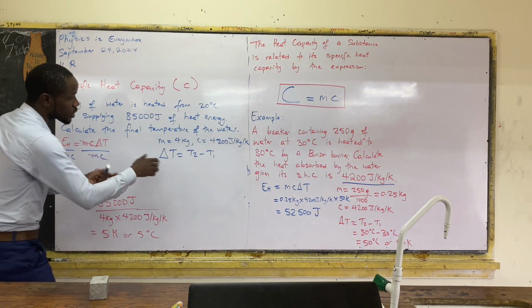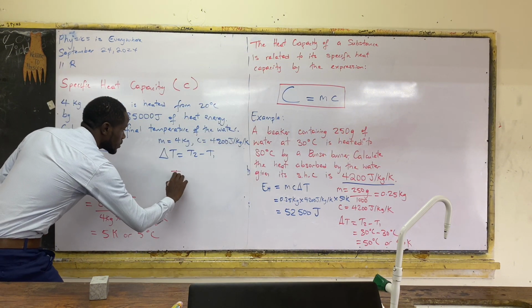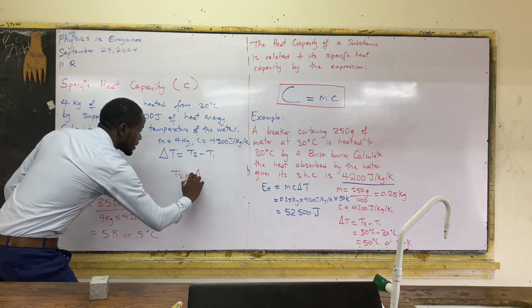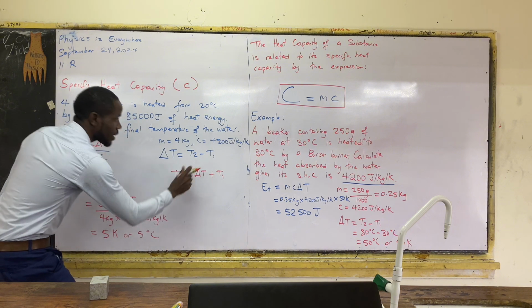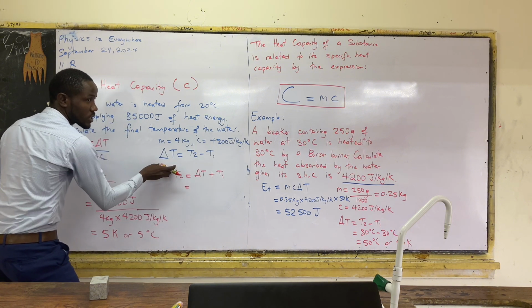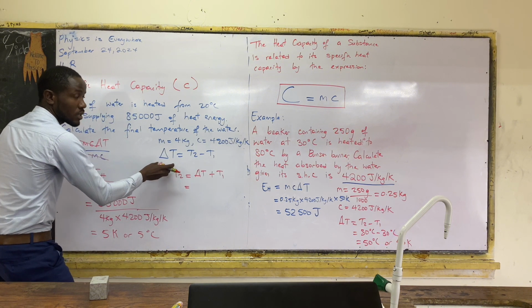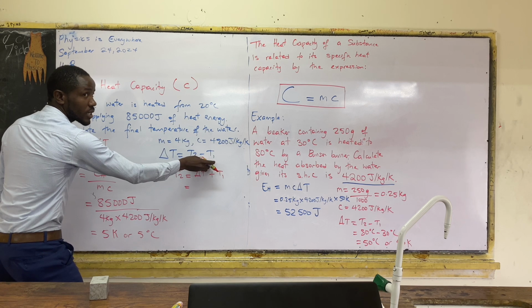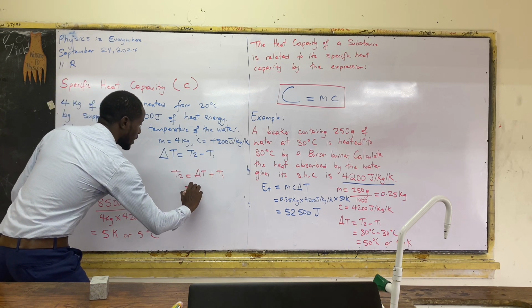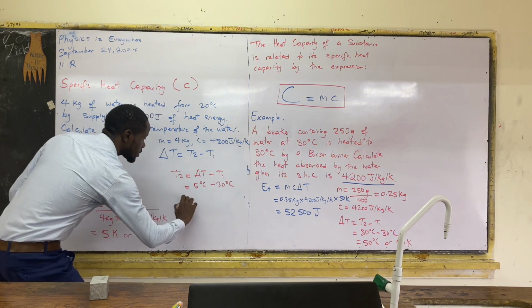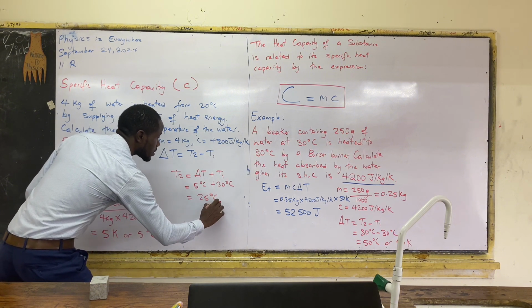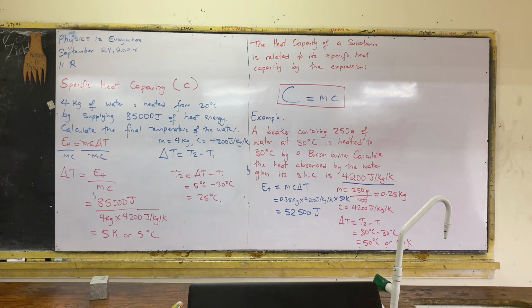So if we rearrange this now, we're going to get that T2 is going to be equal to delta T plus T1. Right, when we transpose this, we add T1 to both sides, because of the minus right here. So this now becomes 5 degrees Celsius plus 20 degrees Celsius. So it goes from 20 to 25 when we apply this amount of heat energy.